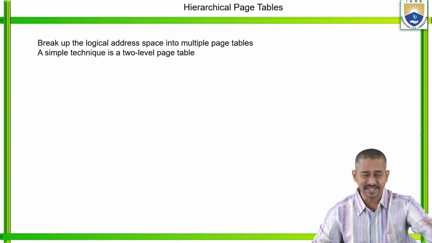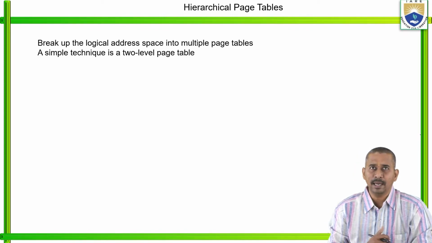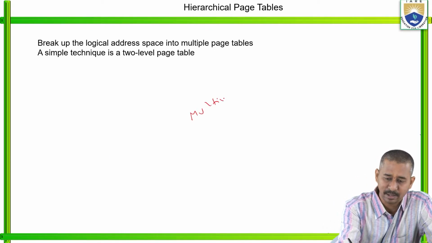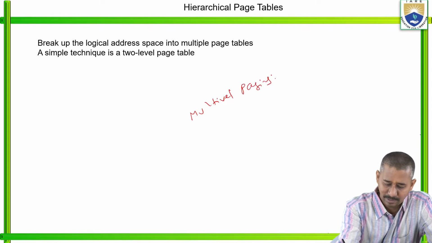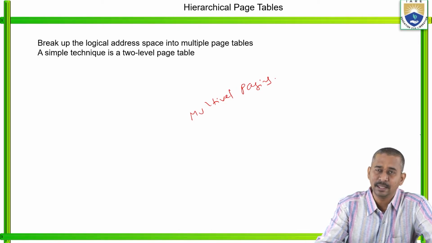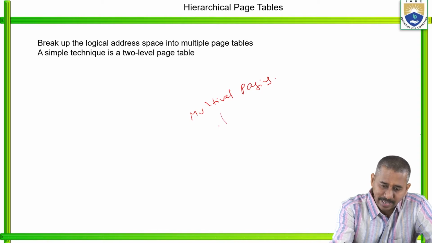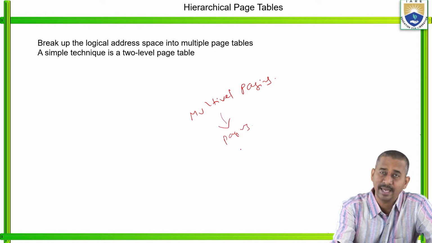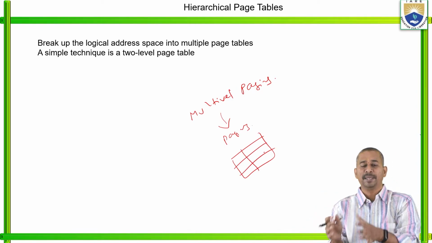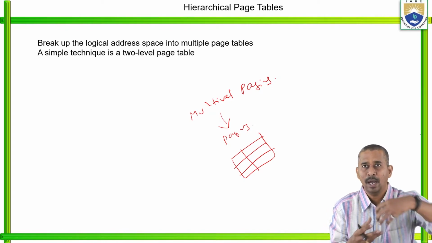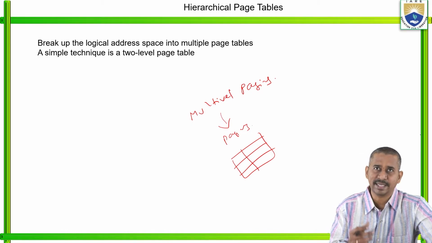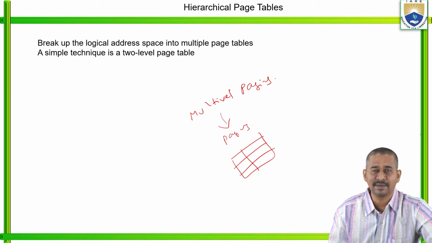First, hierarchical paging, which is also known as multi-level paging. This multi-level paging is a type of paging where the logical address space is divided into multiple page tables. You know, hierarchical page tables, just like a parent-child relationship.